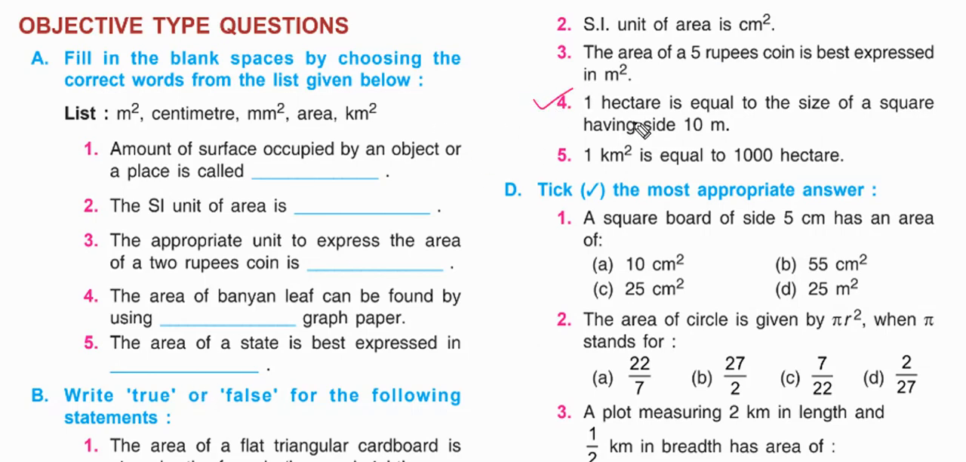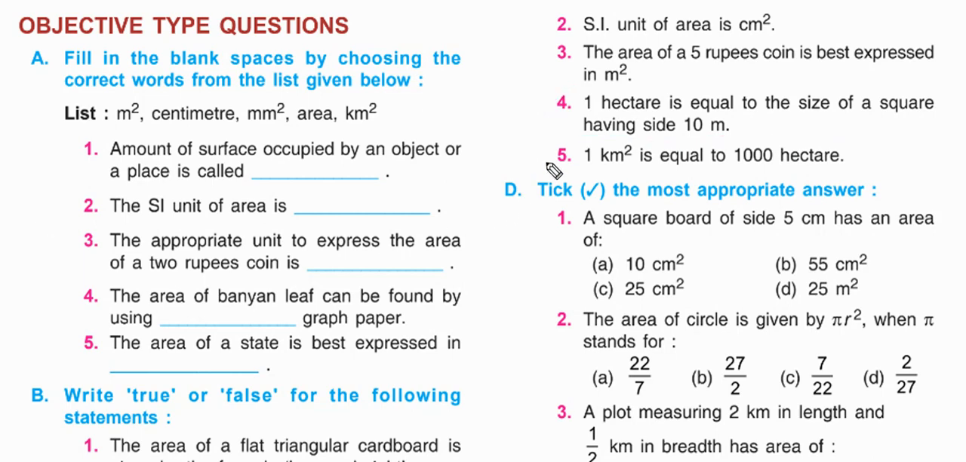A hectare is equal to the side of a square having side 10 meter. No children, right now I have told you that 1 hectare is equal to the area of a square having side 100 meter, not only 10 meter. So the correct sentence should be written as 1 hectare is equal to the size of a square having side 100 meter.